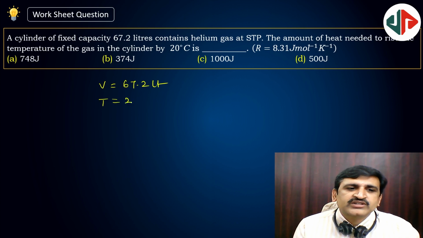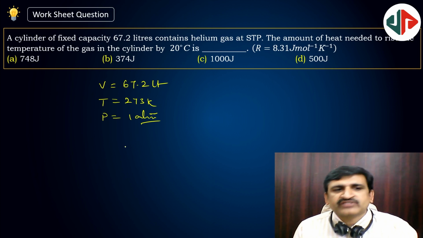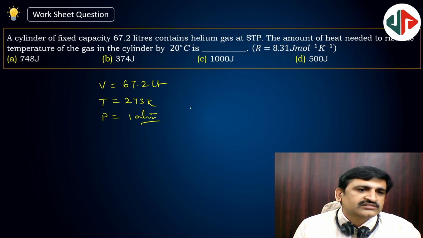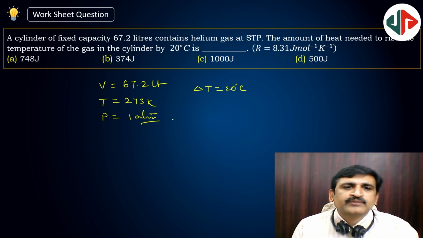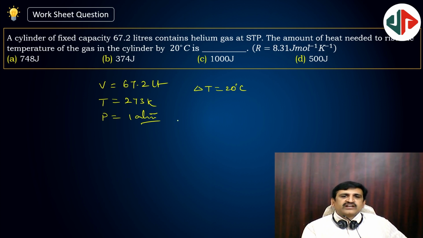A cylinder of fixed capacity V equal to 67.2 liters contains helium gas at STP. STP means temperature 273 Kelvin and pressure equal to 1 atmosphere. The amount of heat needed to raise the temperature of the gas in the cylinder by 20 degrees Celsius, so delta T is equal to 20 degrees Celsius. He didn't mention the condition whether it is at constant volume or pressure.